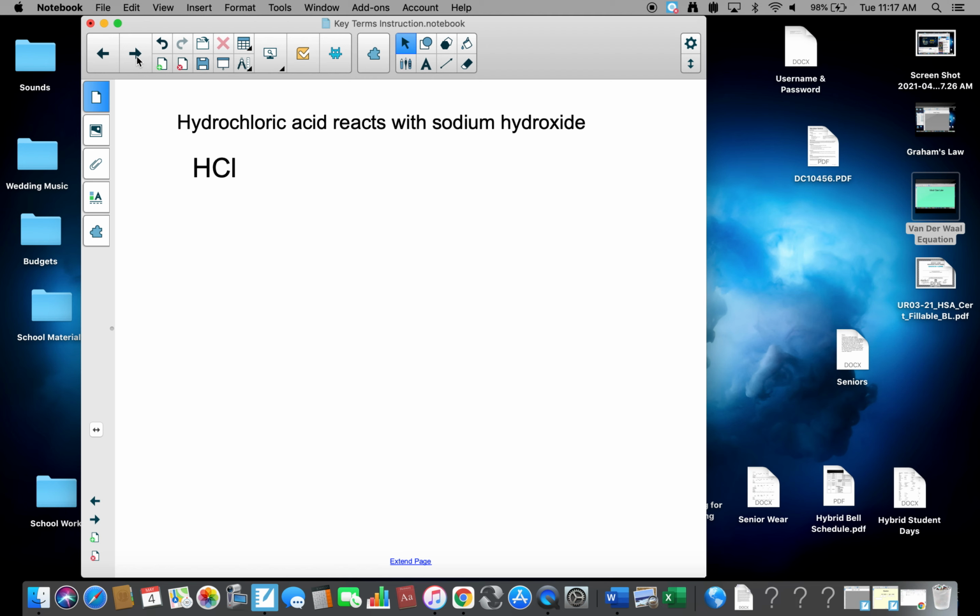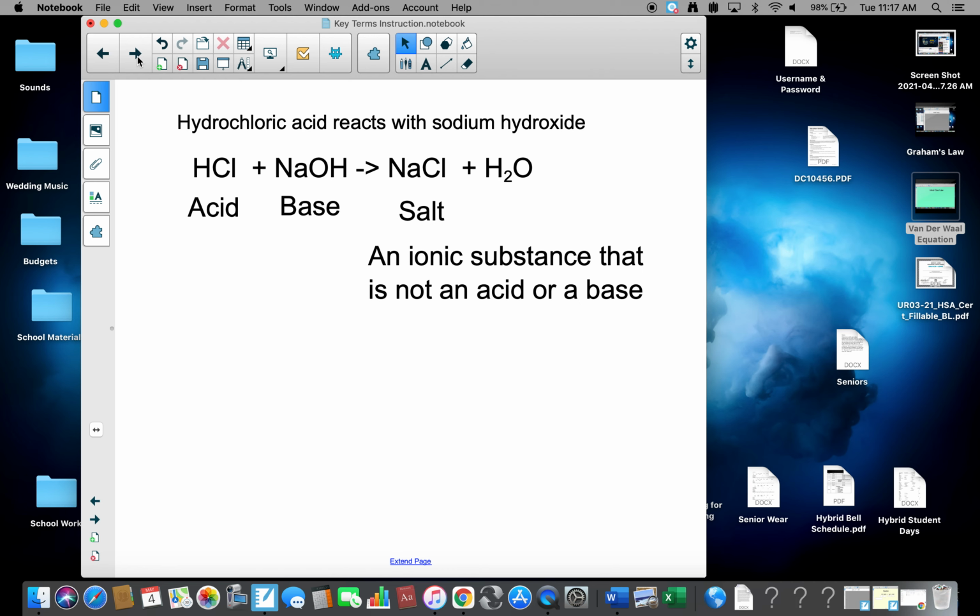HCl, hydrochloric acid, that's binary, it's HCl. Sodium hydroxide is NaOH. It's a double replacement reaction. So in the reaction we get NaCl, because the cation from the base goes with the chloride anion from the acid, and the other product is H2O. HCl is my acid, NaOH is my base, NaCl is my salt. A salt is defined as an ionic substance that is not an acid or a base.